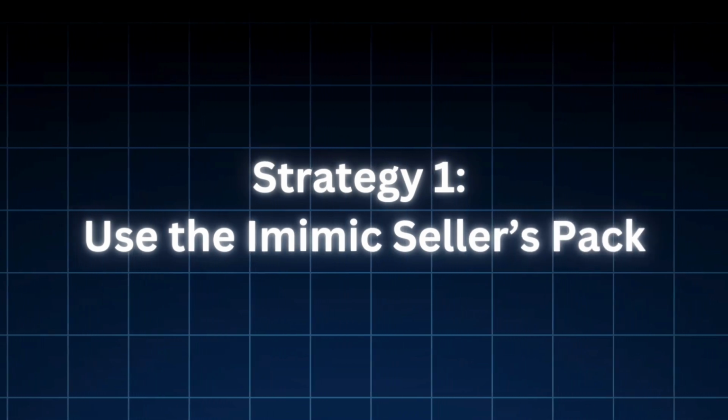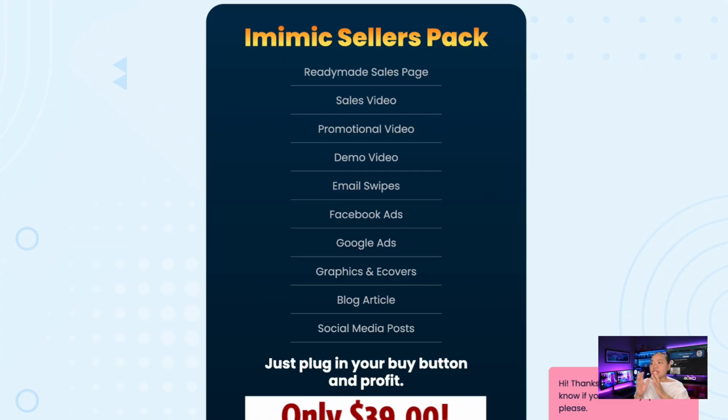One of the easiest ways to start selling Imimic is by using the Imimic seller pack. This pack provides a complete set of ready-made marketing materials that help you promote the platform without needing to create everything yourself. Inside the seller's pack, you'll find resources such as a ready-made sales page, a sales video, a promotional video, a demo video, email swipes you can send to your email list, ready-to-use Facebook ads, Google ads, graphics and e-covers, a blog article, and social media posts. All of these materials are designed to help you promote the platform quickly and professionally.